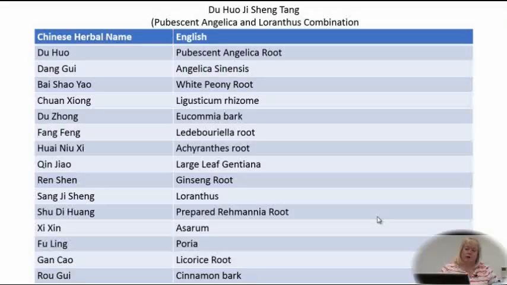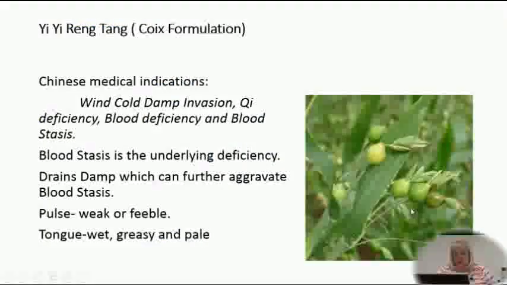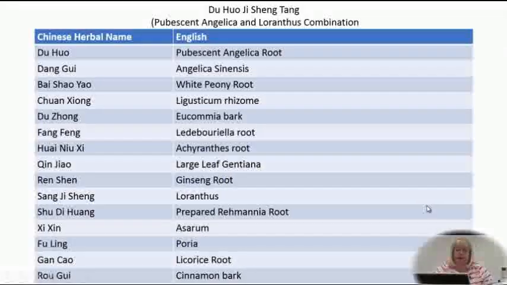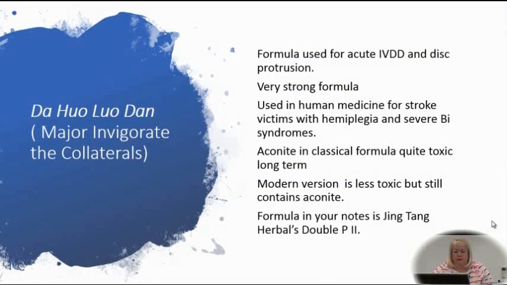And then the Da Huo Luo Dan formula is used for acute IVD and disc protrusion. It is a very strong formula, and in the classical formula it has aconite in it. The modern version is a lot less toxic. The one that I use from Jingtang is called Double P. It's also a major invigorator of the collaterals, is the classical term for it. And I use Double P on this dachshund.